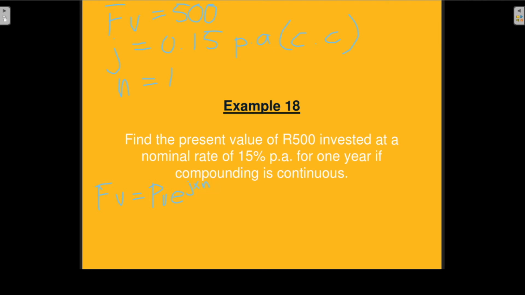Okay, but we would actually like to find the present value, so we can write it like this: e to the minus J times N. And now we can do our substitution. The future value is 500 rands, my J is 15% and my N is 1 year. And that gives me a present value of 430 rands 35 cents.